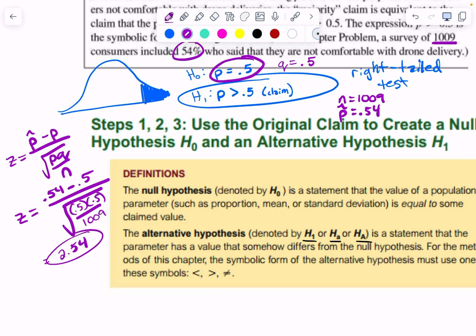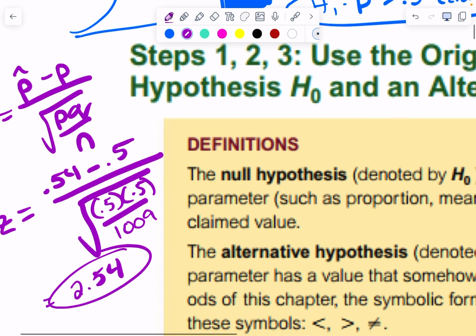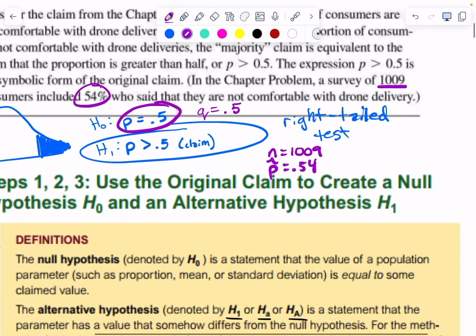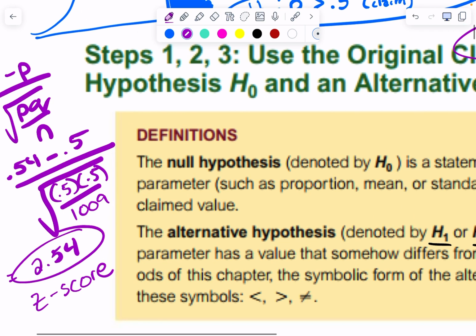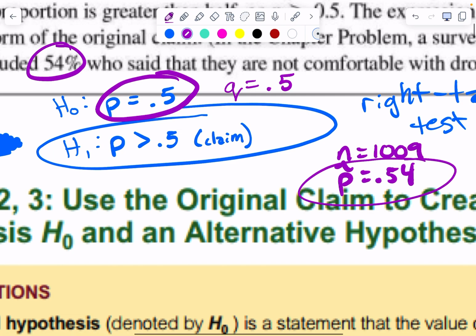Everybody listen. This is the important part, and this is the last part of the hypothesis testing. 2.54 is the value that I got for 54%. This is like the z-score for 54%. Now, 54% is pretty close to 50%, right? So am I going to say that 54% is close enough to 50% to say that they're equal, or am I going to say it's greater than 50% enough? Is it greater enough than 50% to say that it is a majority?